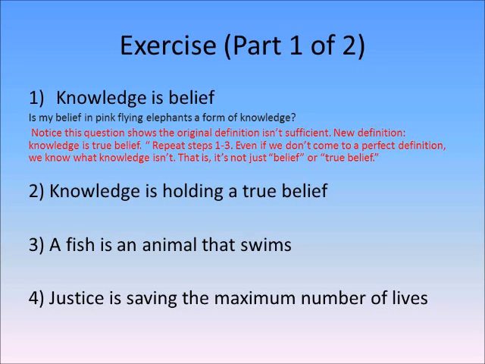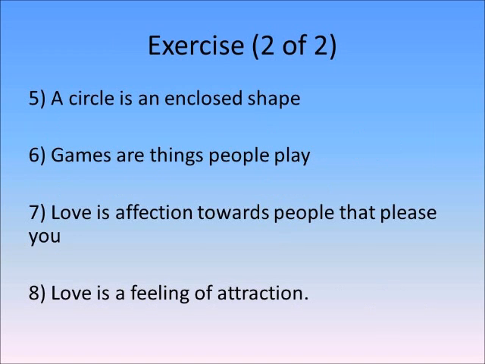A student also gave the following example. Would it be justice to save 20 serial killers on death row instead of 19 orphans, right? So such questions will help us go deeper into our opinions about justice and see that it's not just about saving the maximum number of lives. The 5th one says a circle is an enclosed shape, and a good question to ask is, well, is a circle a square?